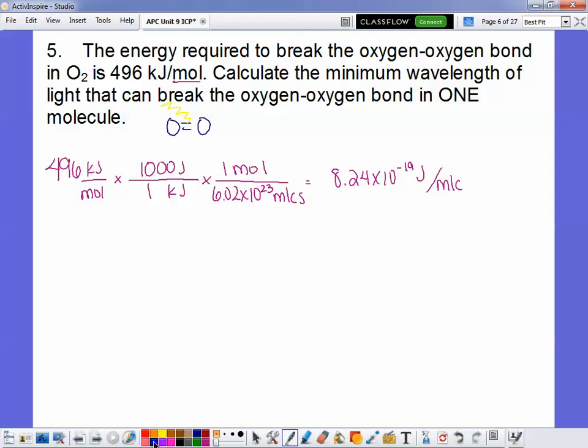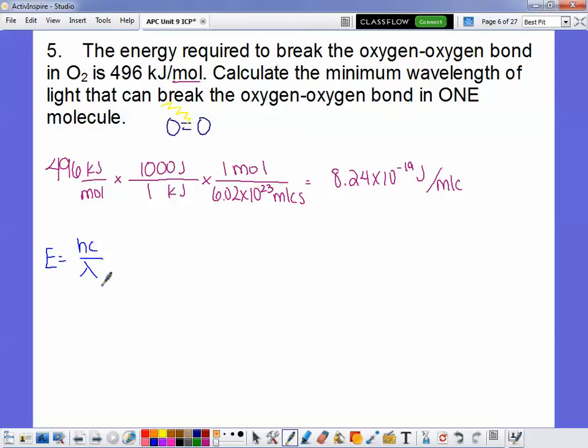Which formula are we going to use? E equals hc over lambda, that combined formula. Or you could have done E equals h nu and then plug frequency into c equals lambda nu to find lambda. It's really the same thing you're doing. We're just doing it all in one step as opposed to two steps.